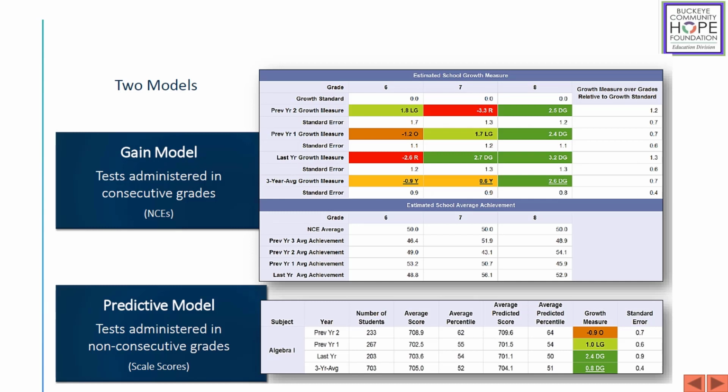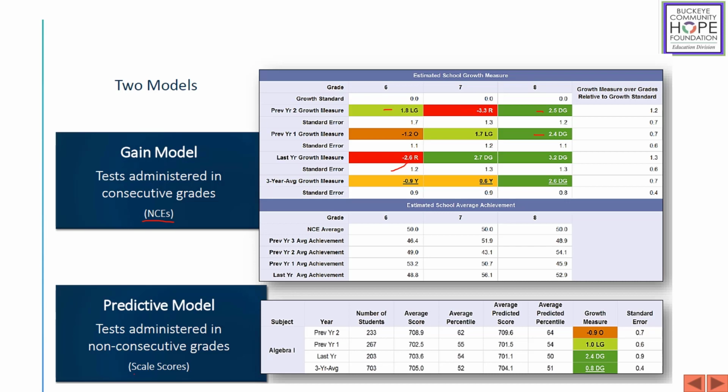As we look at the two models, the report that goes with those, the gain model on the top uses an NCE calculation, that's the normal curved equivalent, which ranks the students in one year and lets us compare those students to the next year. And we look at values that show how much higher the average NCE was from a previous year, or lower in some cases, like this negative 2.6.